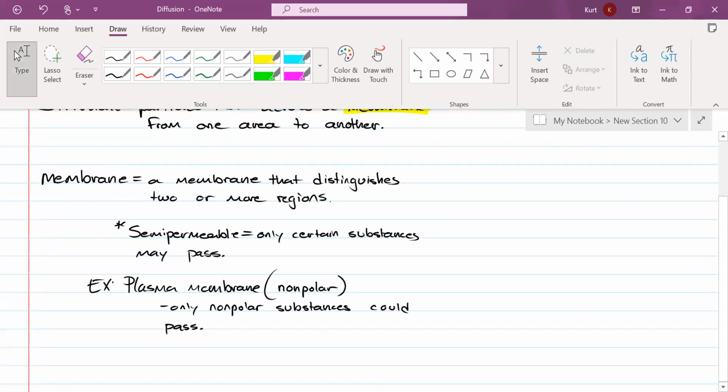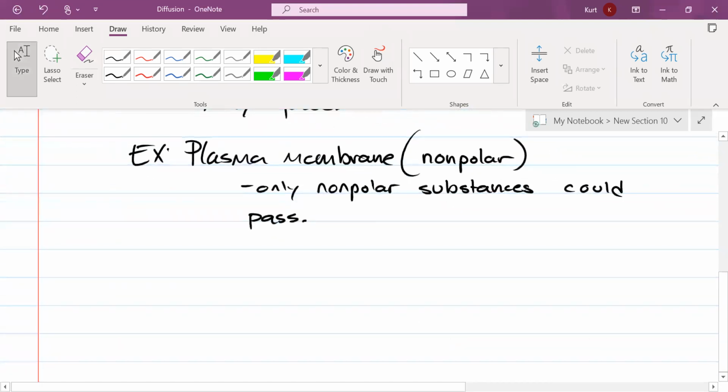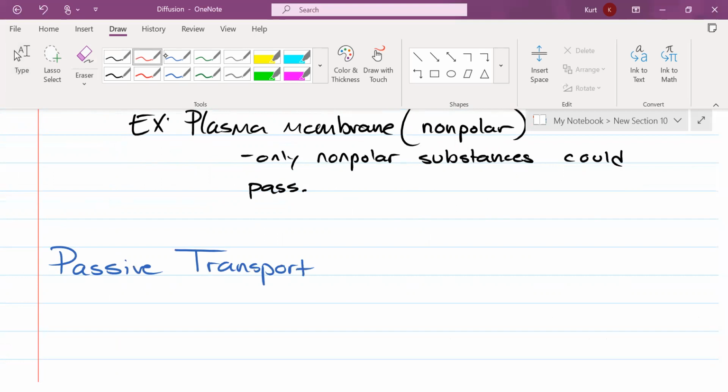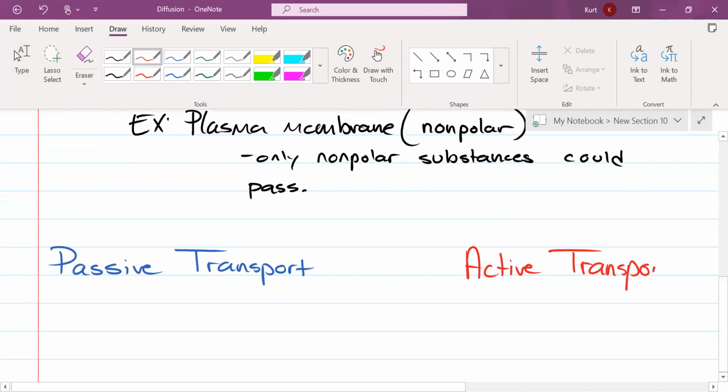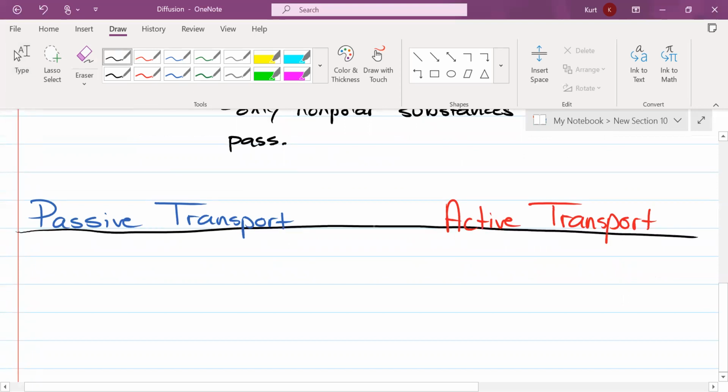So that's the main gist of diffusion. There are two different types of diffusion. There is passive transport and there is active transport. If you want to make a T-chart to organize your notes, you're welcome to. I will.